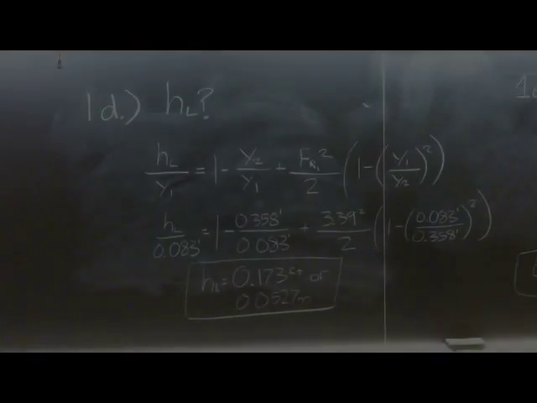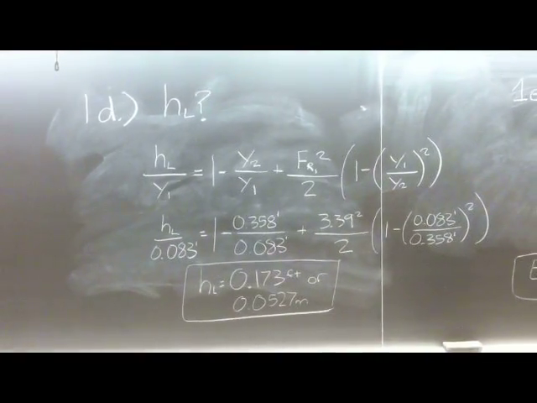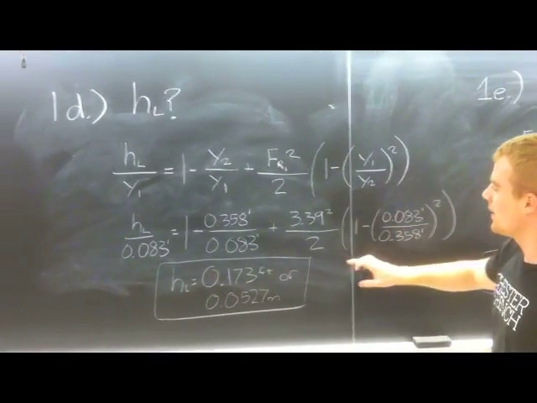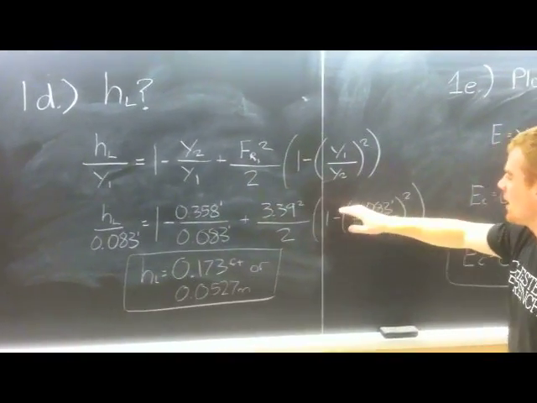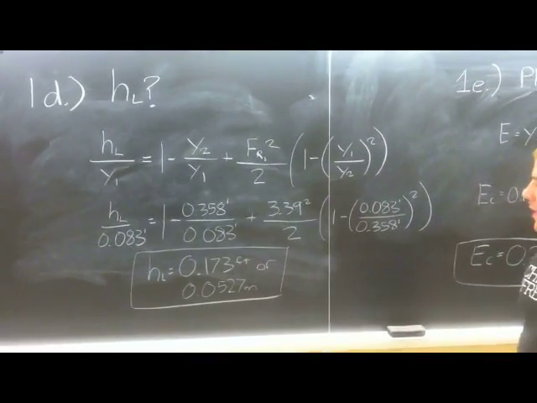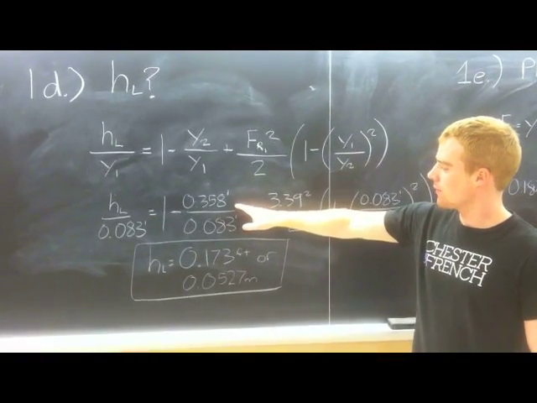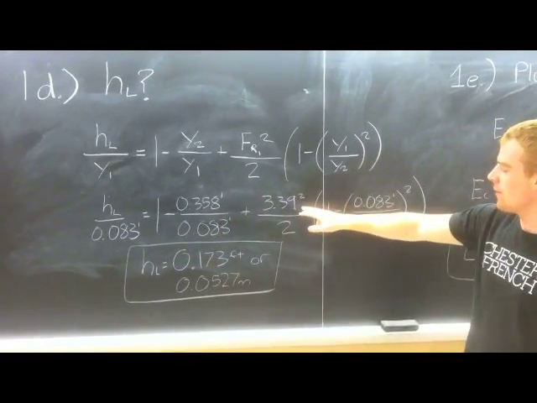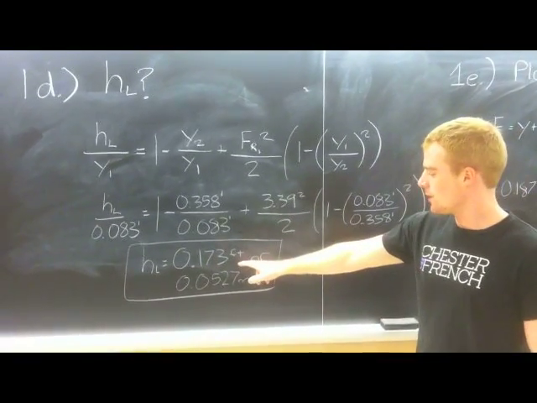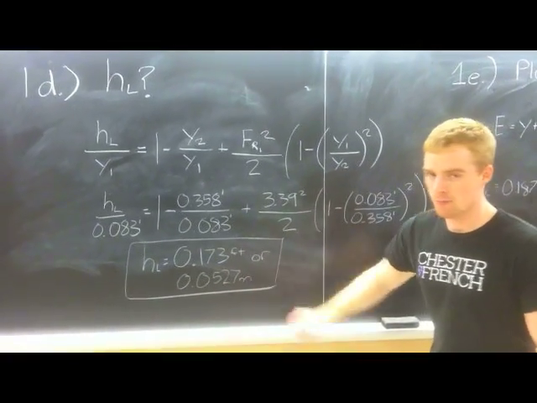Part D of question 1 asks to find the head loss through the jump. We can find the head loss using this long equation. Note that it's y2 over y1 here, and then it switches to y1 over y2. Plugging in the value of y1 equals 0.083 feet, y2 of 0.358 feet, and the Froude number of 3.39, we can get a head loss of 0.173 feet, or 0.0527 meters.